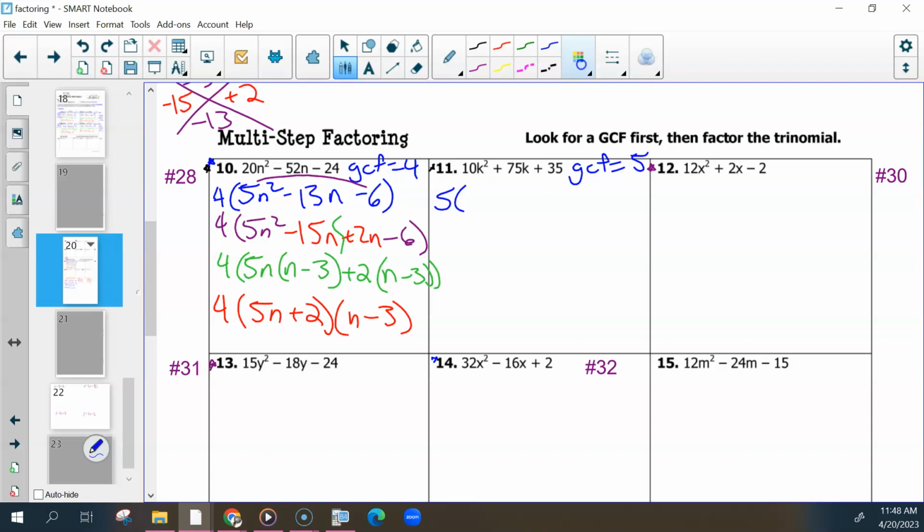What would be left here? We're dividing every single thing by 5. What's 10 divided by 5? 2. Say it louder. 75 divided by 5? 15. And 35 divided by 5? Okay, and then multiply 2 and 7.